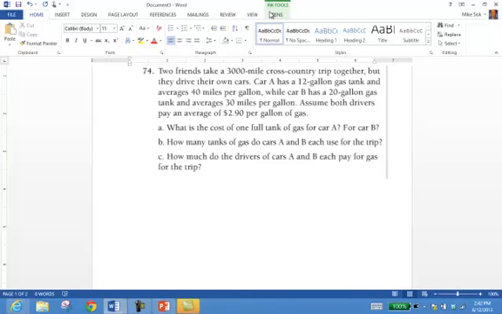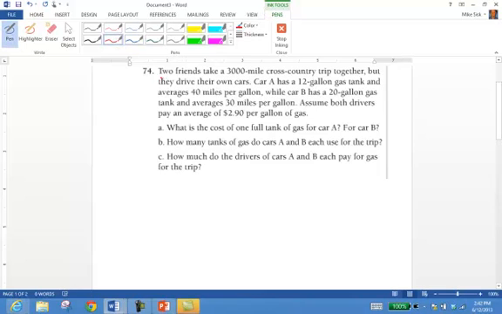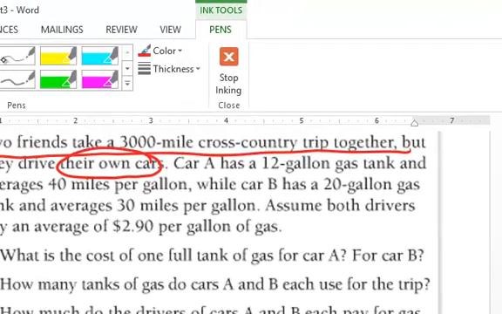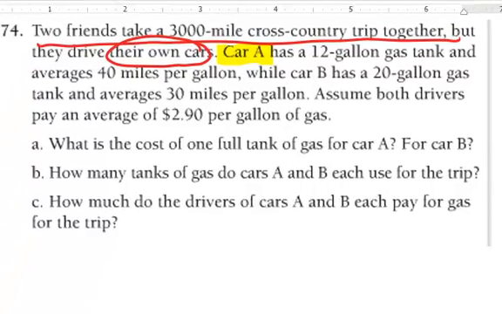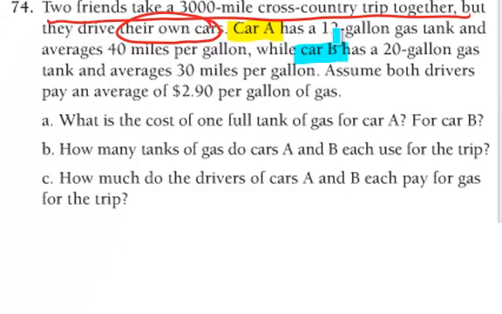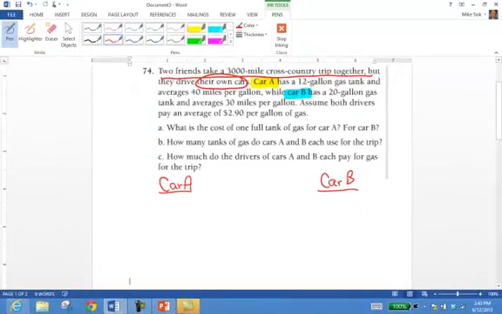We have, in this particular example, two friends who take a 3,000-mile trip together, but they drive their own cars. So here we have car A, and we have car B. I'm going to write these down in separate areas, so you can understand and visually get the gist of the video.